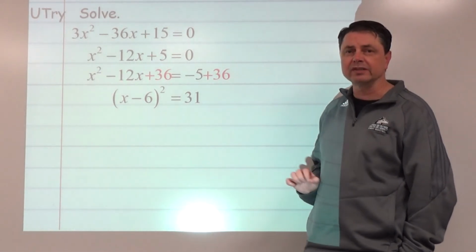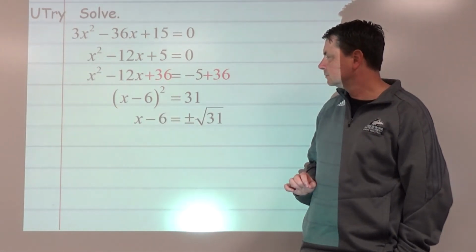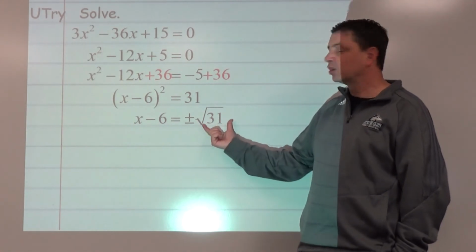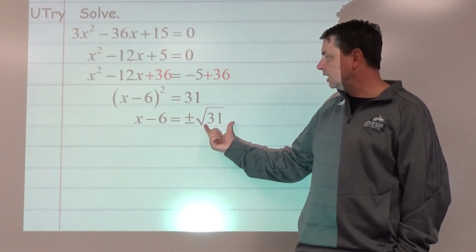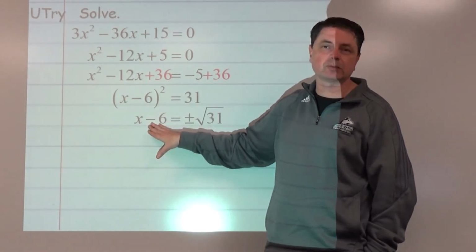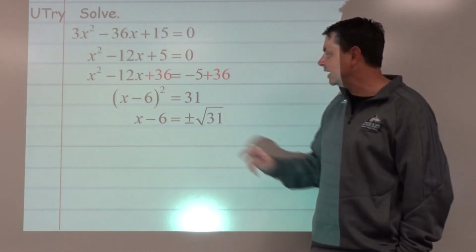Let's square root both sides. 31's a prime number, so we can't split that one up. We're one step away. Let's undo the subtraction. Let's add 6 to both sides, put it in the front.